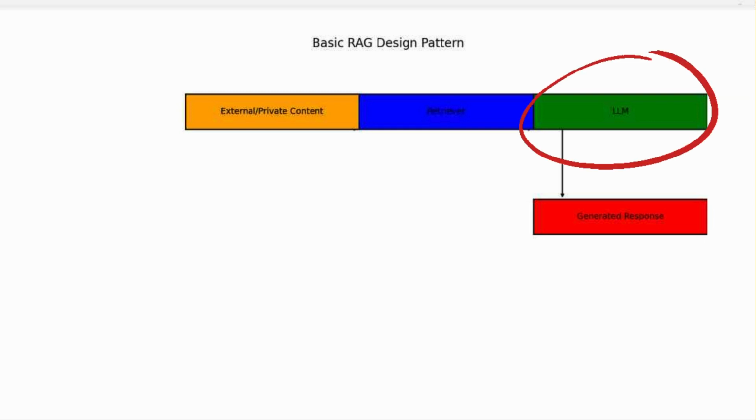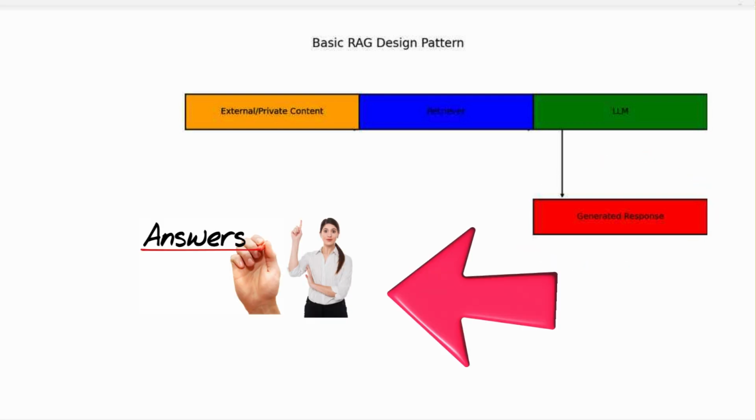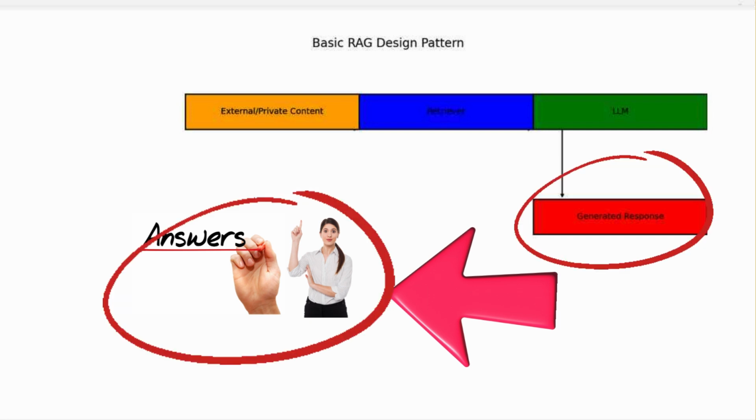The LLM then uses this context to generate a response, one that is coherent and enriched by the specific information it just received. Finally, we get a generated response that is tailored to the question or need at hand. By combining retrieval with generation, the RAG pattern allows the LLM to generate answers based on external, proprietary, or private content, not just what it learned during training.